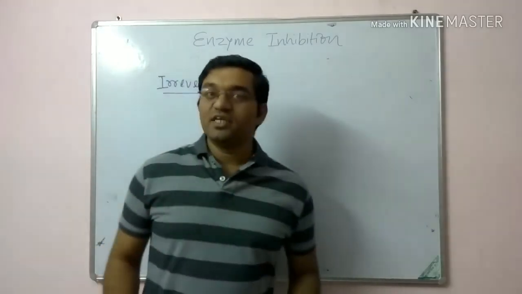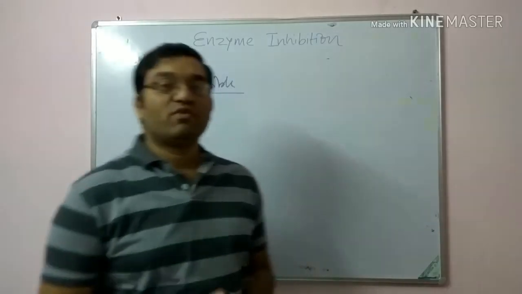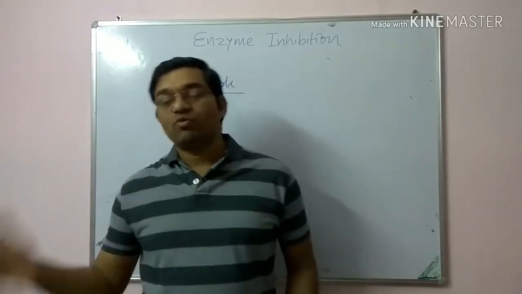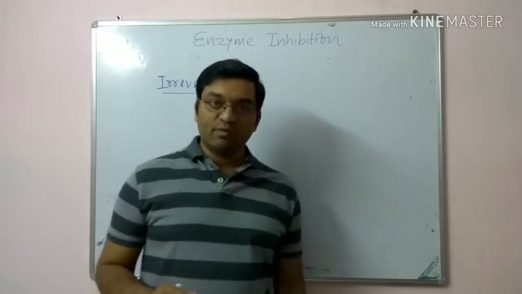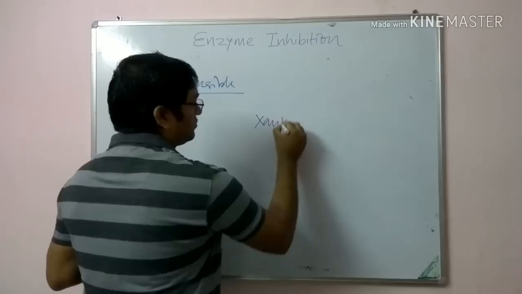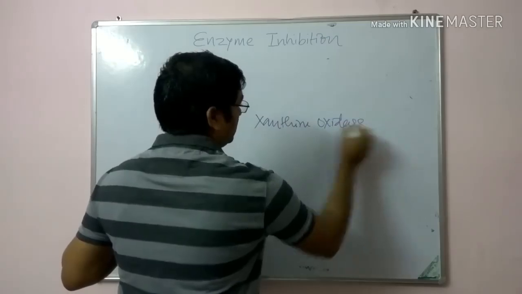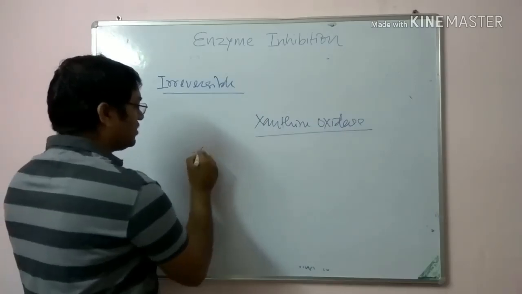Now coming to the suicide inhibition, it is one of the types of irreversible inhibition. In suicide inhibition, what happens? The inhibitor itself is converted into a more potent form by the enzyme which gets inhibited. I will explain this with the help of one example, that is xanthine oxidase. This is the enzyme, and this one is the inhibitor, that is allopurinol.